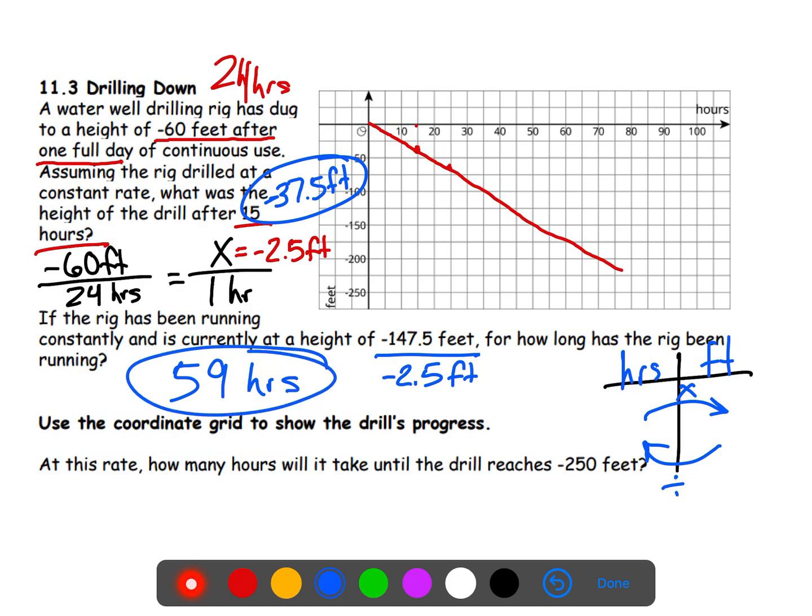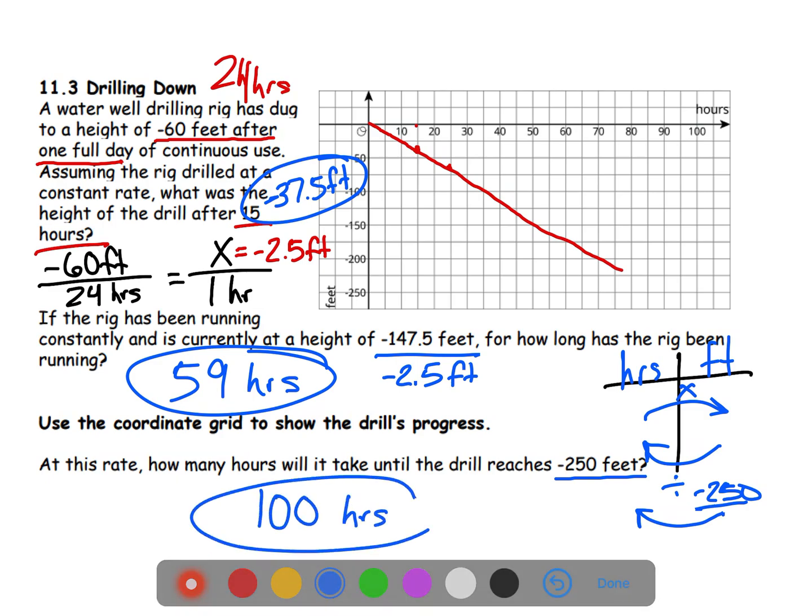Okay? Lastly, at this rate, how many hours will it take until the drill reaches negative 250 feet? Again, it's just another entry in our table here. We're told negative 250 feet. We need to get to hours, so we need to divide by that constant of proportionality. And hopefully you notice these two numbers have a lot of similarities, just different place values. And this is just going to be a multiple of 10. It's actually going to be 100 hours that drill would be running for negative 250 feet.